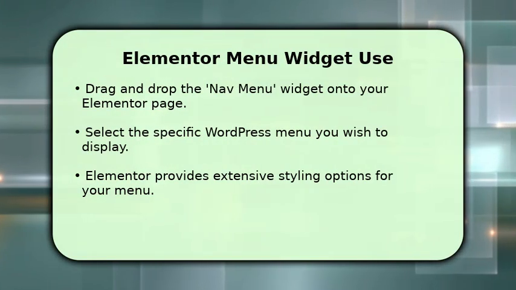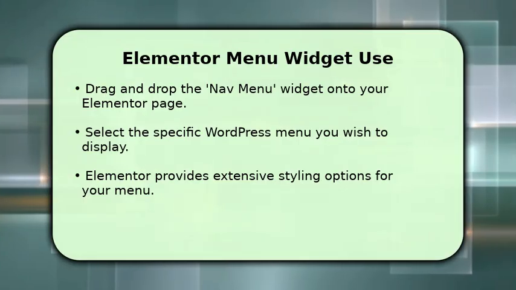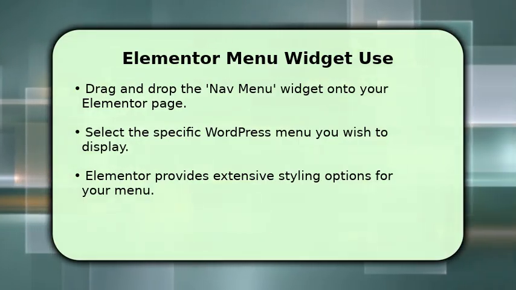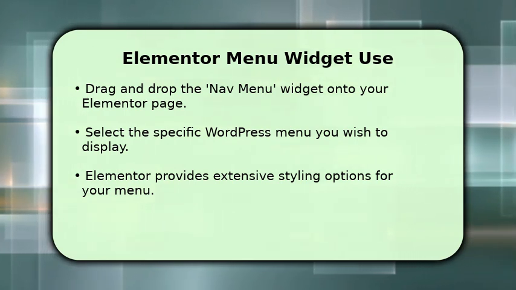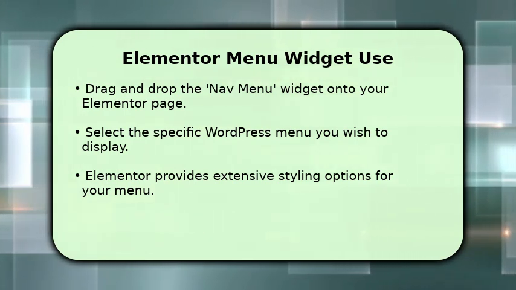Now back in Elementor, drag the Nav menu widget into your page section. In the widget settings, you will see a drop-down to select which WordPress menu you want to display. Choose the menu you just created.